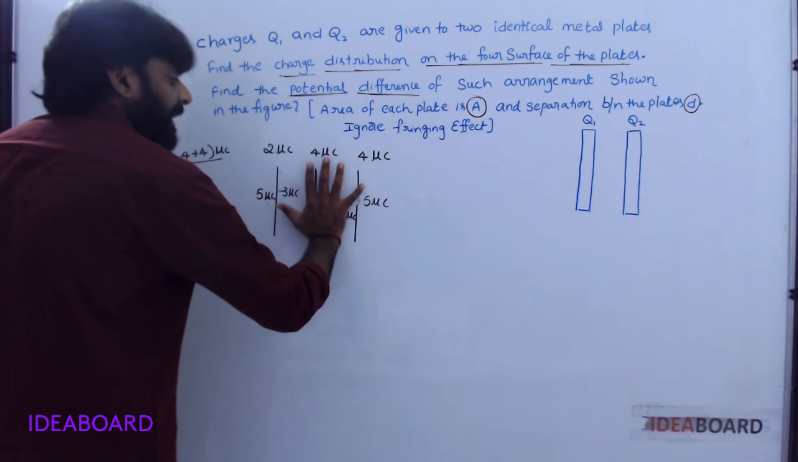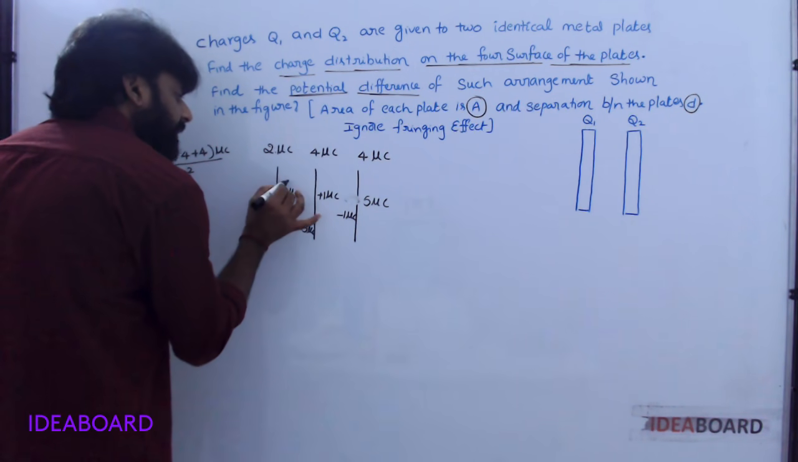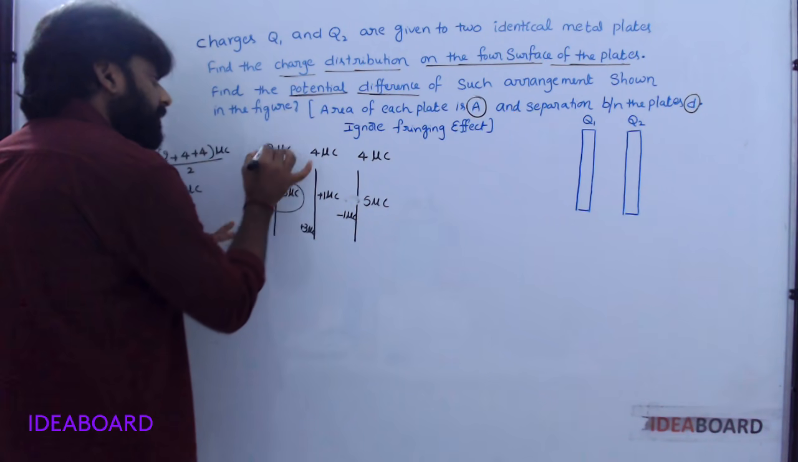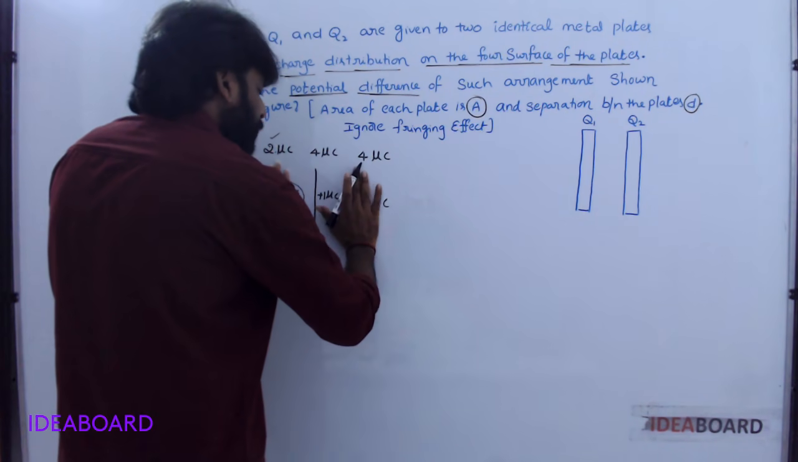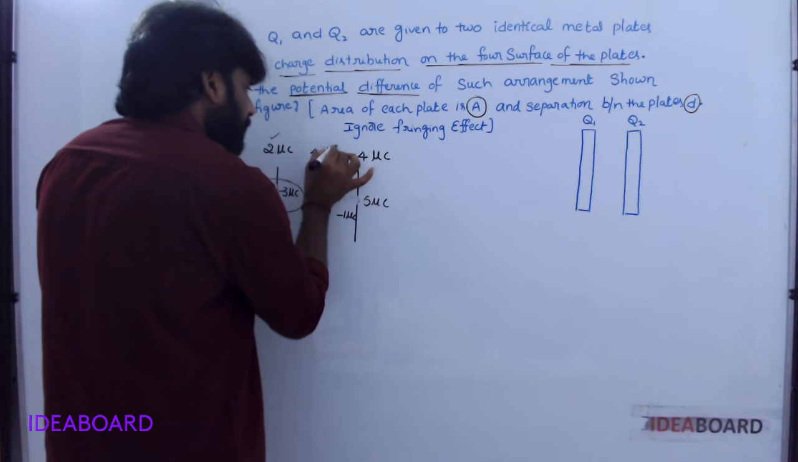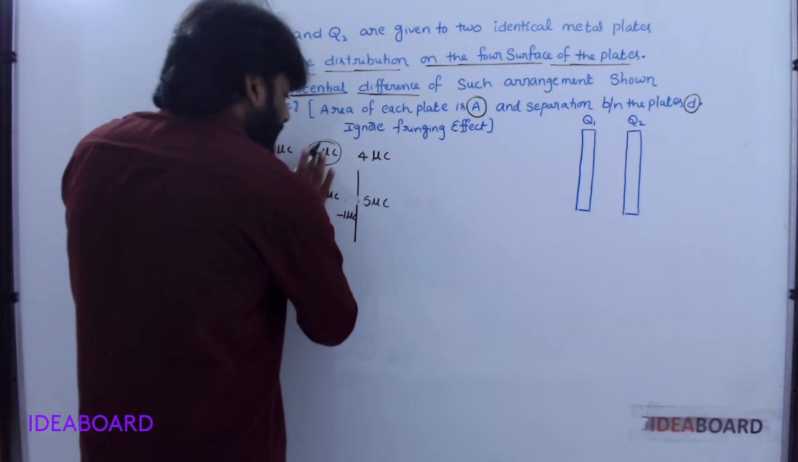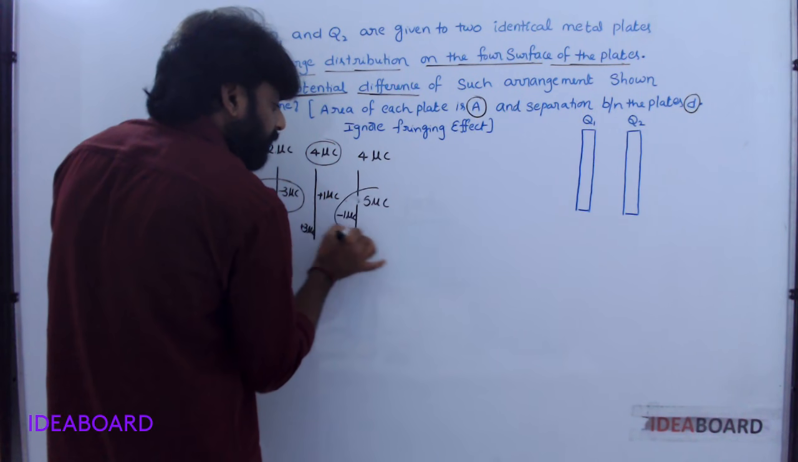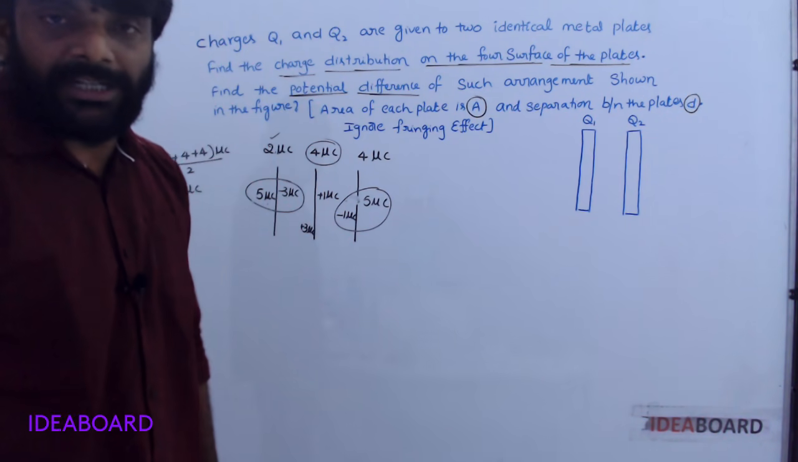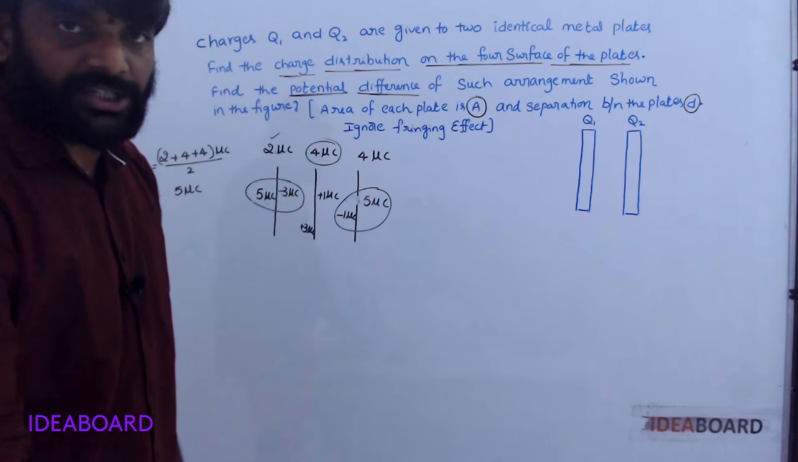First of all, forget these two. Take these two: 5 minus 3, 2 microcoulomb. It is satisfied. Forget these two, consider only this one: 3 plus 1, 4. Forget these two, consider only this one: 5 minus 1, 4. It is satisfied. Understood? It is the charge distribution.